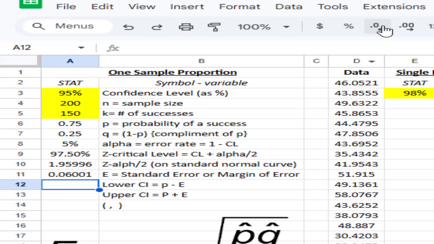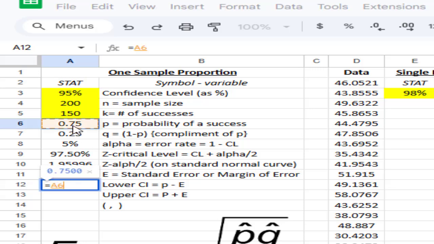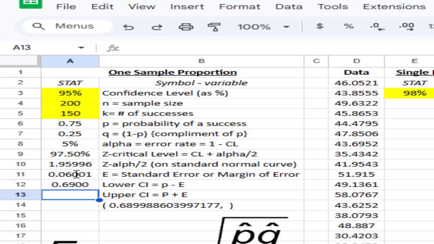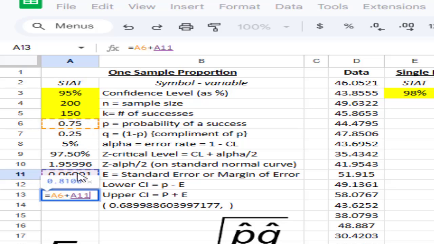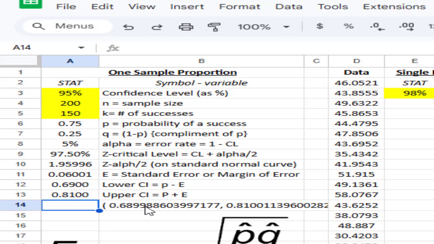Now, we need to do the lower confidence interval and the upper confidence interval, and the lower confidence interval is simply just the single point estimate minus our margin of error, and in this case our single point estimate is our probability of a success, our p hat, so it's just going to equal p hat minus our margin of error, and then this one is going to equal p hat plus our margin of error.